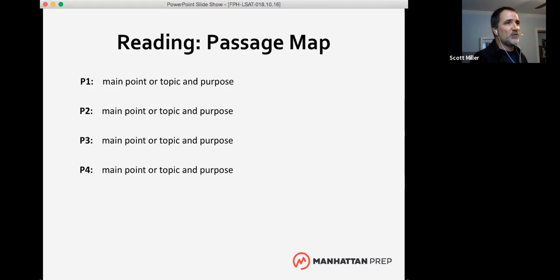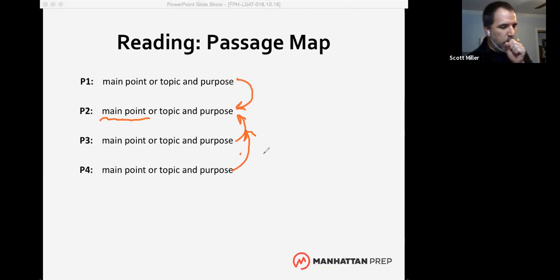So the reason this is really useful to notice is because very often, if you understand the main point of one of these paragraphs, that is very likely to be the main point also of the passage as a whole. And all the other paragraphs are somehow leading into or supporting the main point of that one paragraph. So you notice what we're talking about here. We're talking about structure.